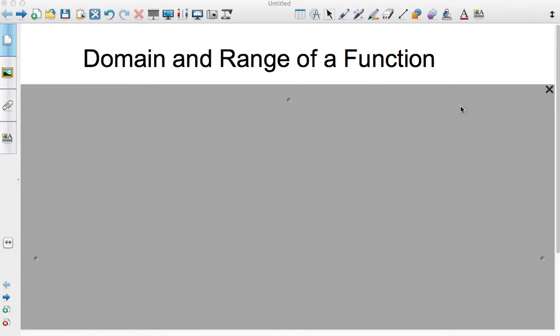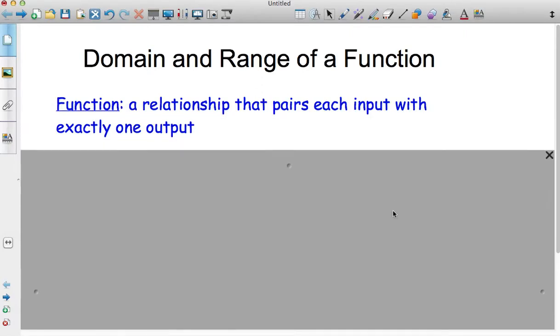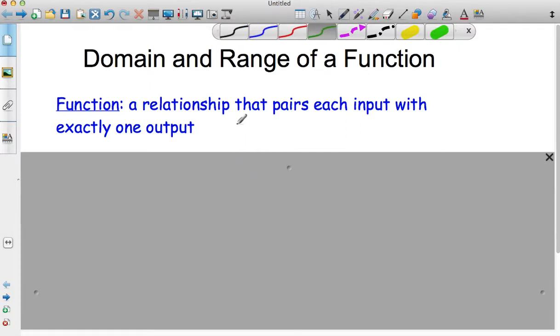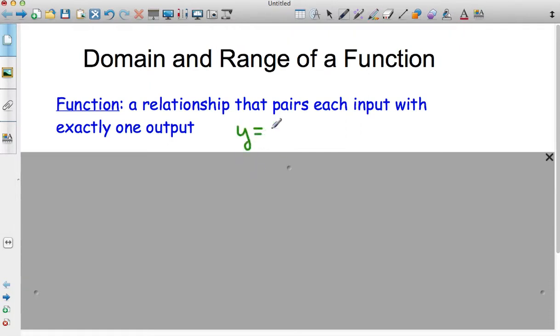First off, let's talk about what is a function. A function is a relationship that pairs each input with exactly one output. For example, we've been working with linear equations, and if I have an equation such as y equals 2x, for every input, say I put 5 in for x, 2 times 5 gives me 10. 10 would be the output. This is a function. I can't put 5 in here and end up with more than one answer on this side. That's what makes a function a function.